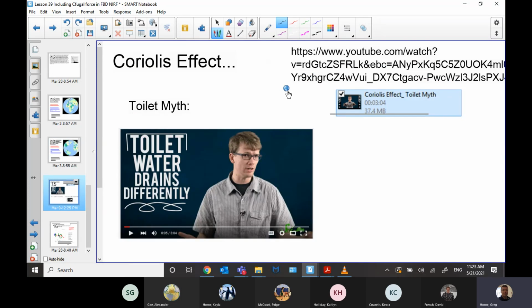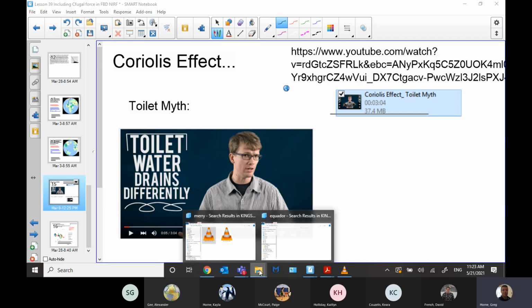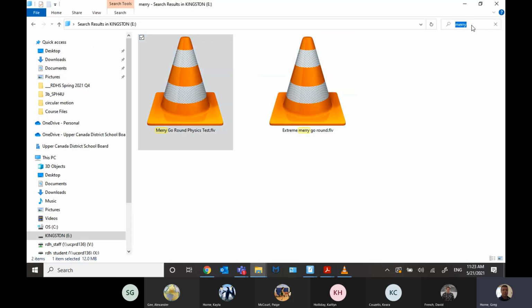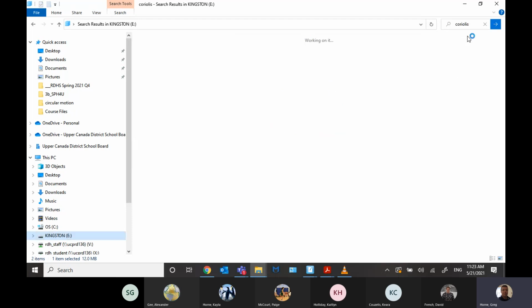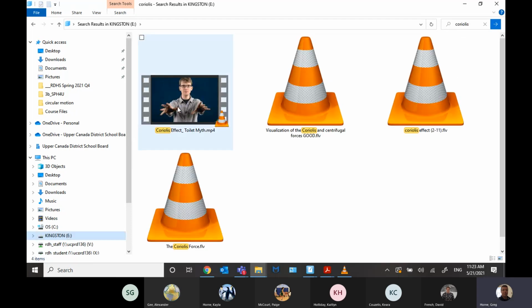Common myth. A common myth about the toilet bowl. So let's type in Coriolis myth here.